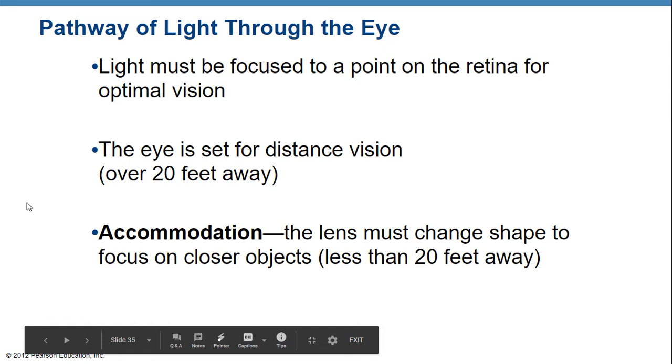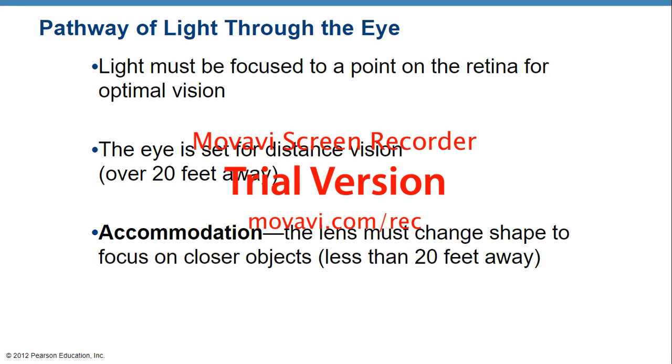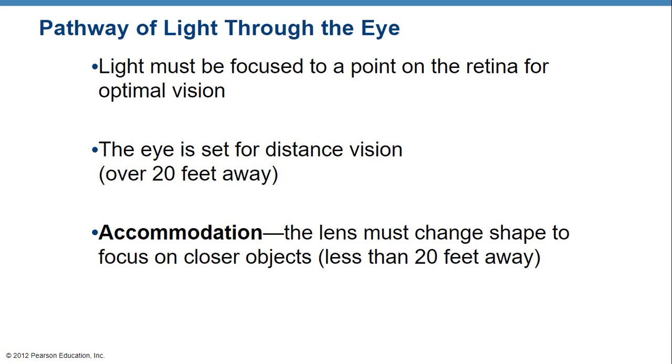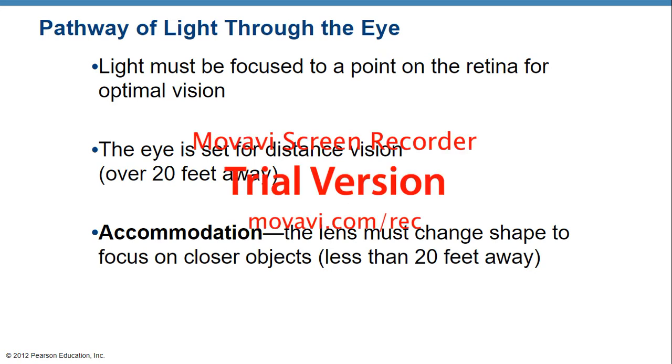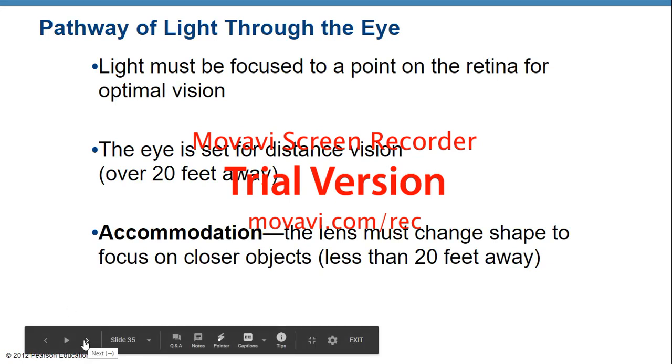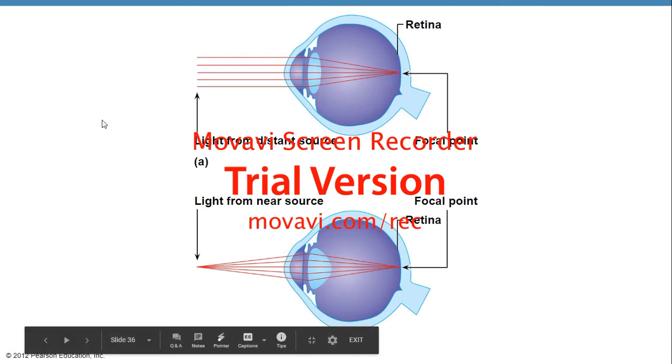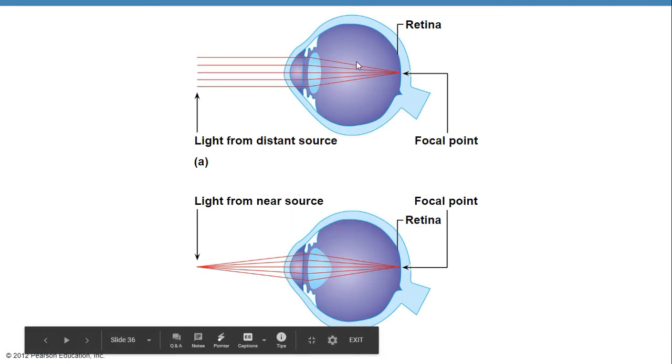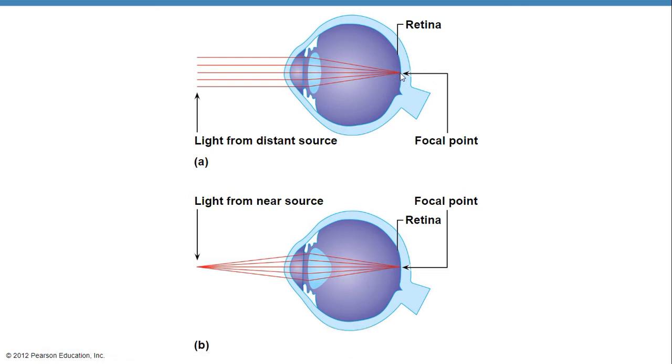So, pathway of light through the eye. So light must be focused to a point on the retina for optimal vision. So the eye is set for distant vision over 20 feet away. Accommodation is when the lens changes shape to focus on closer objects less than 20 feet away. So you see the light coming in and you see how it gets focused at one point on the retina. All right.